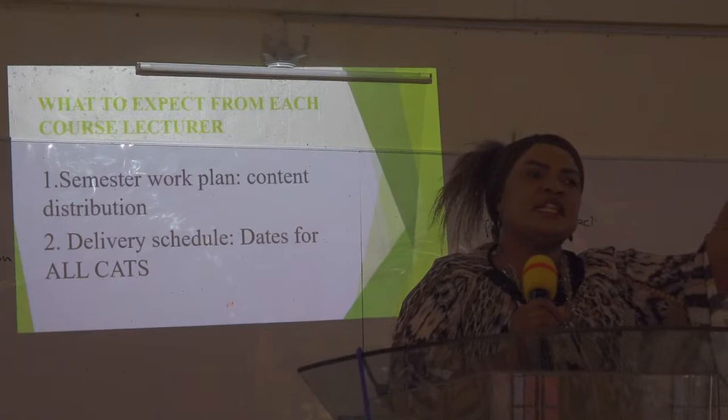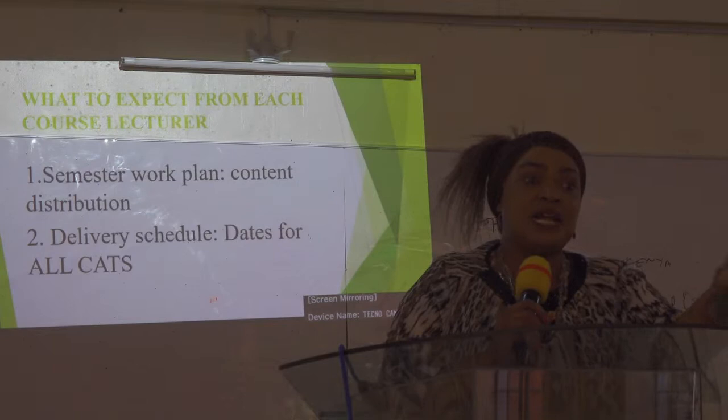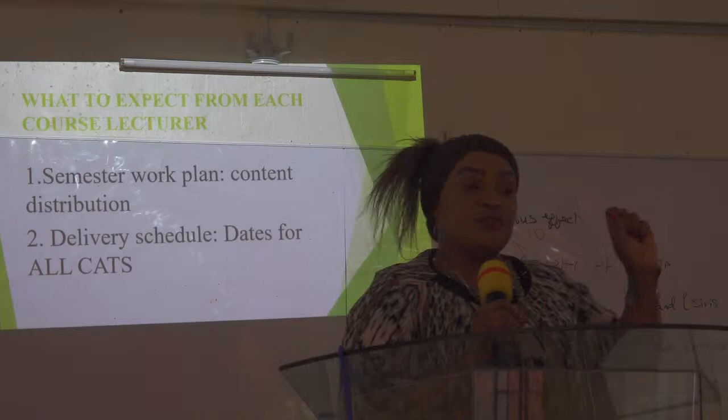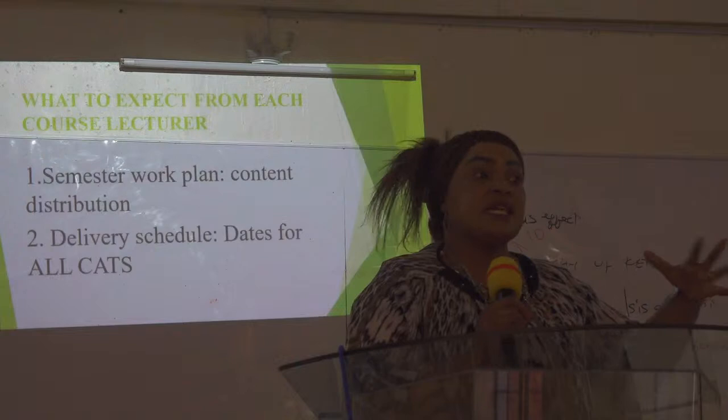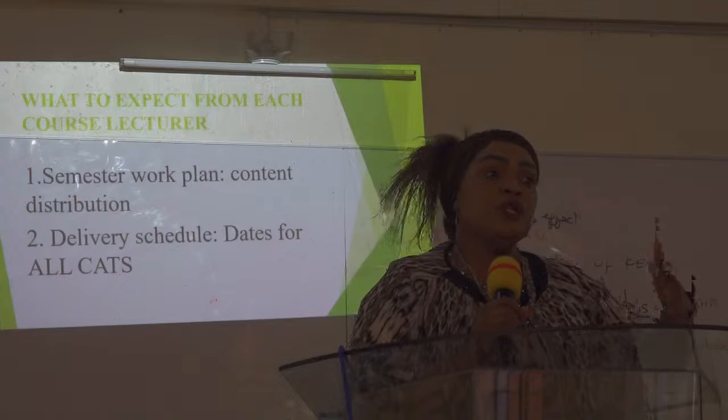Are we together, students? And after having covered those topics, what is the percentage? Because you have the course outline, we have the course outline. So that semester work plan is a must. And for any class that does not get it, I think you have got your academic secretary. Please see that academic secretary so that they can inform my office and the other relevant offices. So number one is the semester work plan, which shows when you are going to cover which topic.